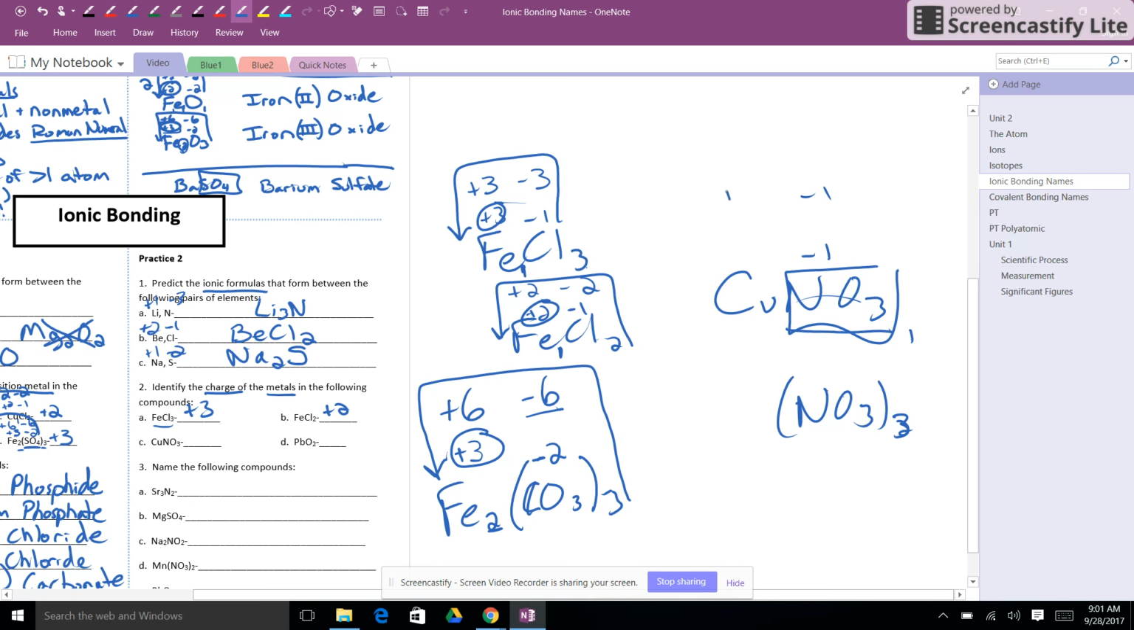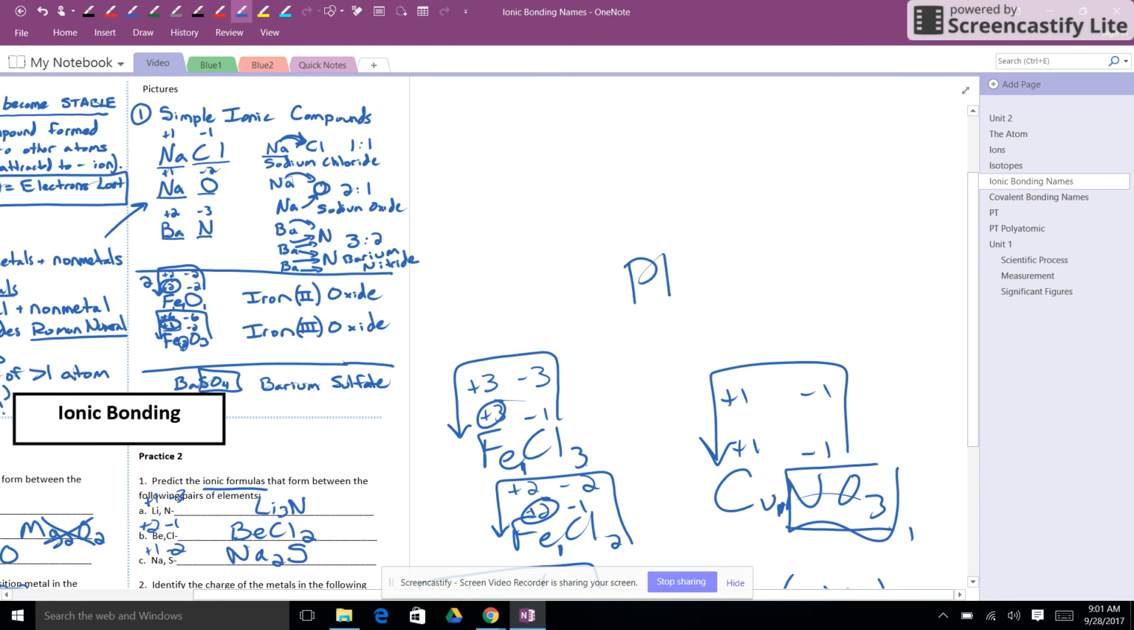The opposite of -1 is +1. And there's only 1 copper atom in this compound, so 1 divided by 1 is +1. Lastly, PbO2. The charge of the oxygen ion would be -2. 2 times negative 2 is negative 4. The opposite of negative 4 is positive 4. And 4 divided by 1 is plus 4 each.